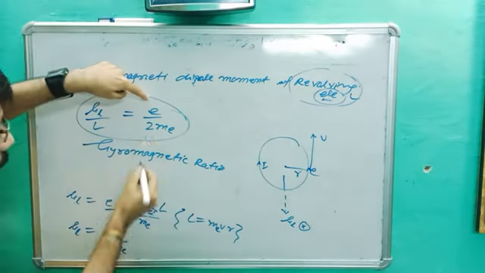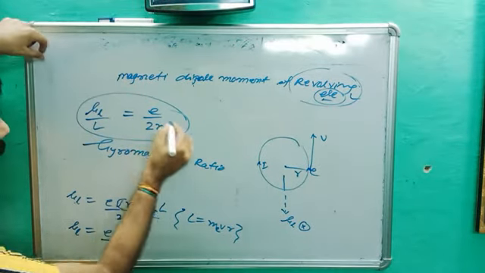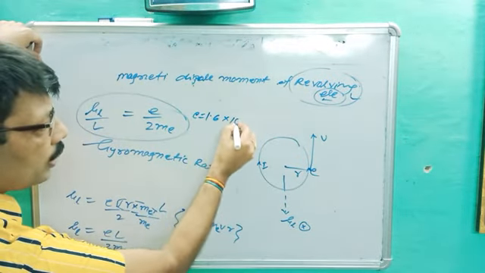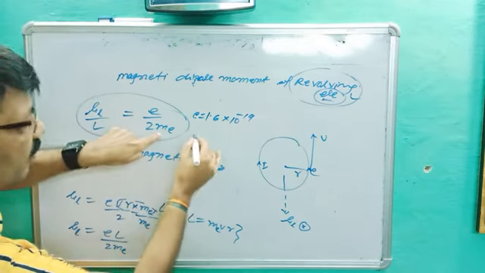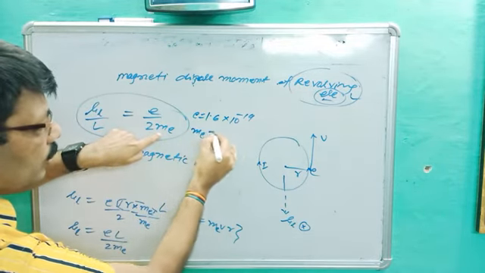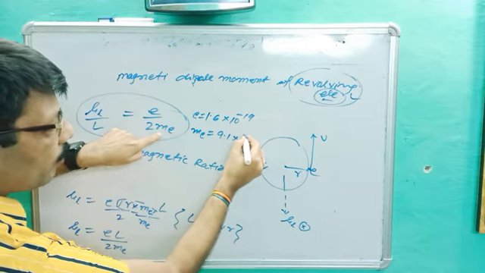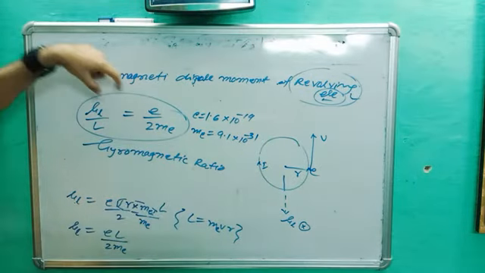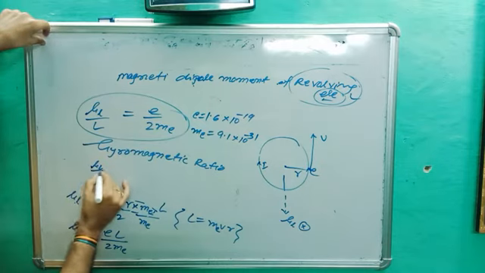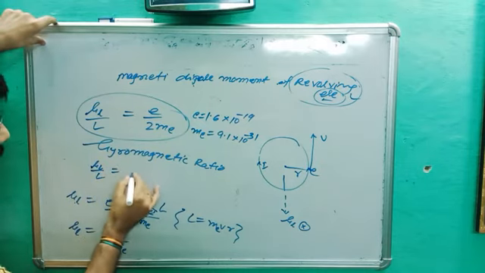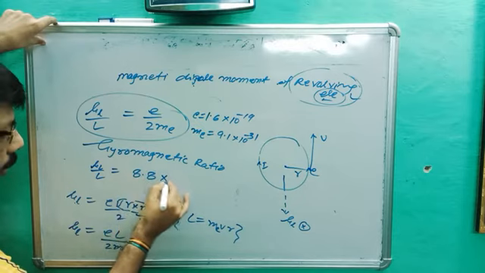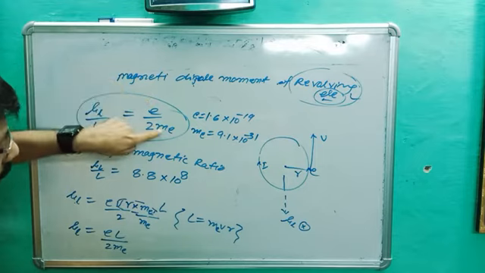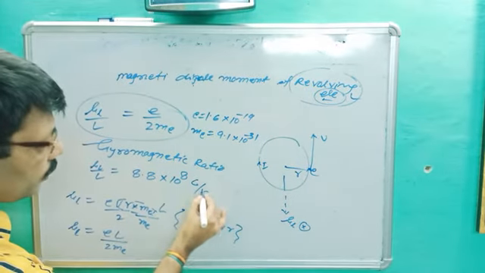And we know the value of E: E is equal to 1.6 into 10 power minus 19, and the mass of electron, Me, is equal to 9.1 into 10 power minus 31. This is the mass of the electron. If we put both values, we will get mu L upon capital L. Its numerical value will be 8.8 into 10 power 8, and its unit is coulomb per kg.